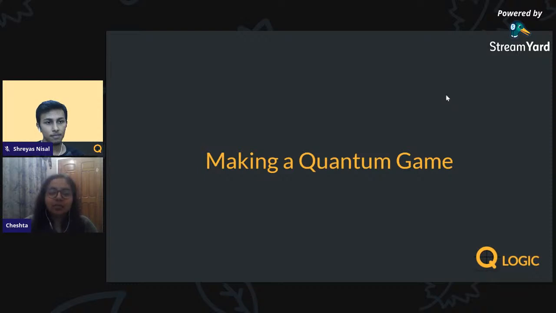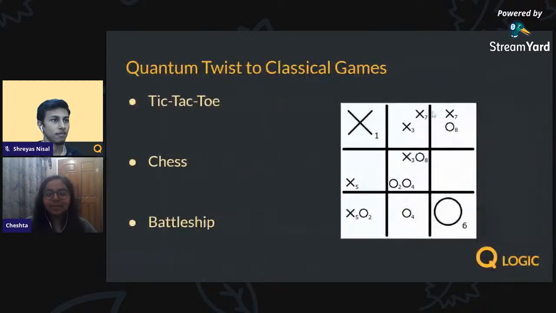So the first thing that comes up to my mind when I think of making a quantum game is trying to take an already existing classical game and adding a quantum move to it. Can you please go to the next slide? Yeah. So the first method, as I said, is take an already existing game and see if you can try to add a quantum twist to it. So here are some of the games that I've mentioned here. We have quantum tic-tac-toe, quantum chess, and quantum battleship.